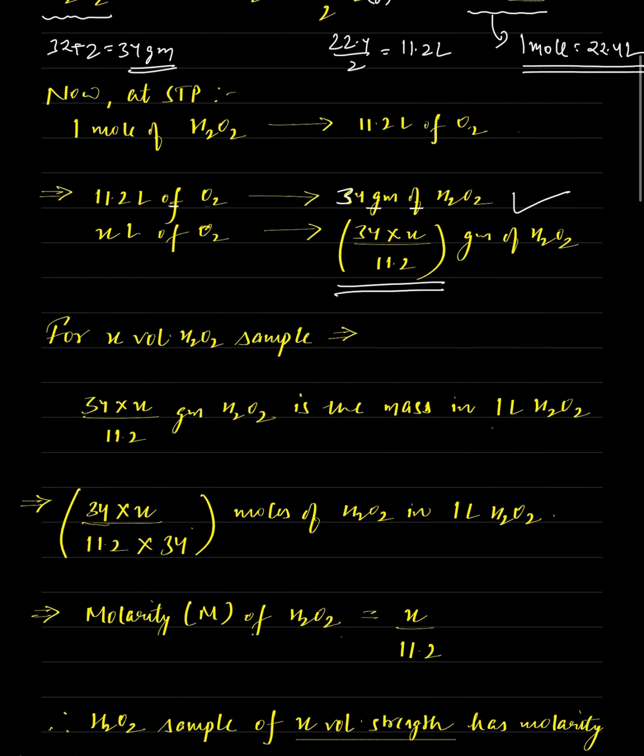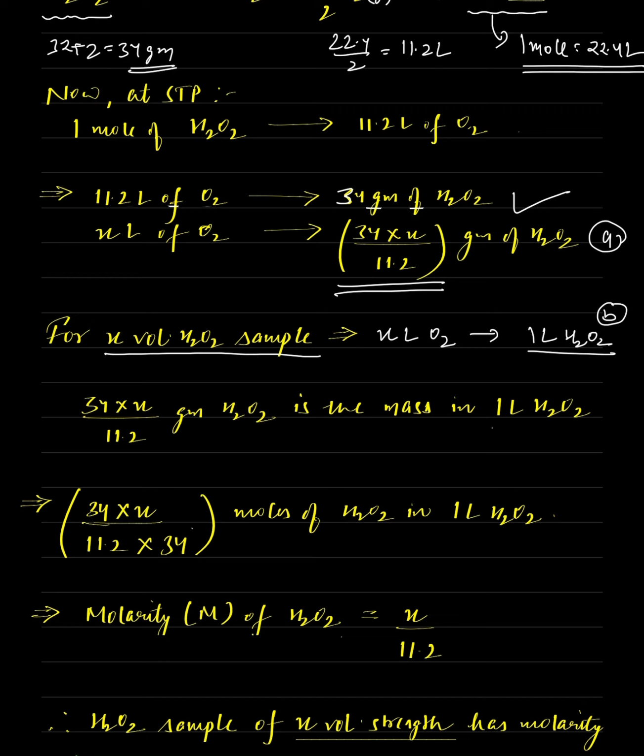Now since we have assumed that X is the volume strength of the H2O2 sample, that means X liter O2 is obtained from 1 liter H2O2. This is what we have assumed. Now go to statement A and statement B. Statement A says that X liter O2 is obtained from 34x divided by 11.2 gram of H2O2, and statement B says that X liter O2 is obtained from 1 liter H2O2.